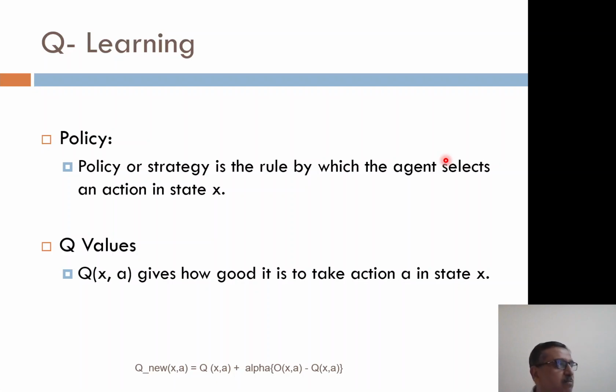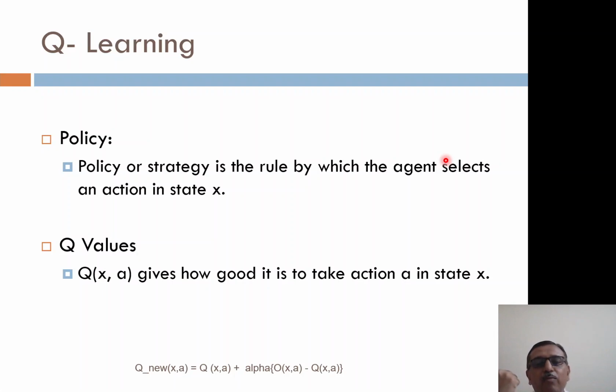Say you are in state x and there are 4 actions. If Q(x, a1) is 90, Q(x, a2) is 7, Q(x, a3) is 10, Q(x, a4) is 100, then Q(x, a2) is the best one. It tells how good it is to take action a in state x.